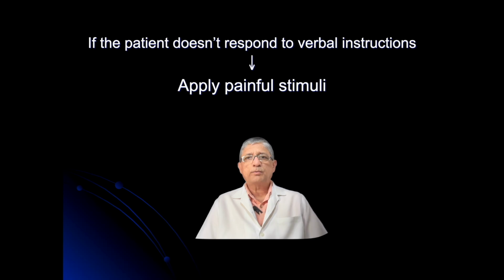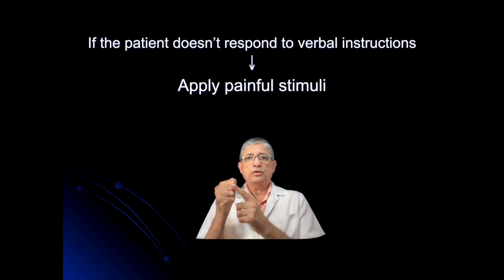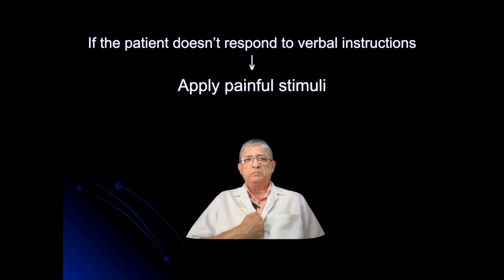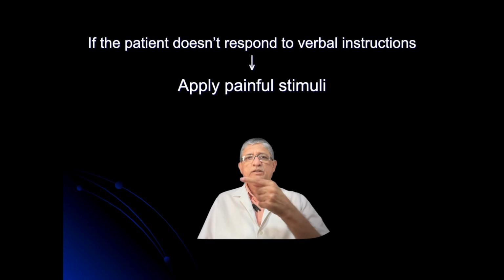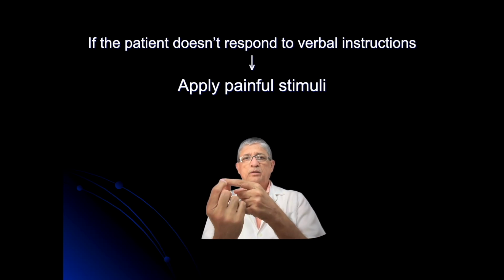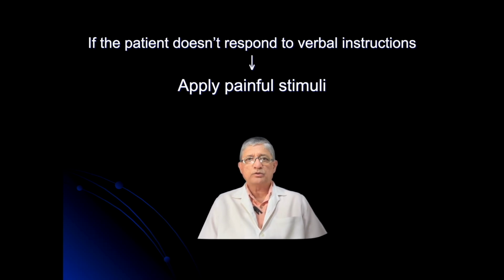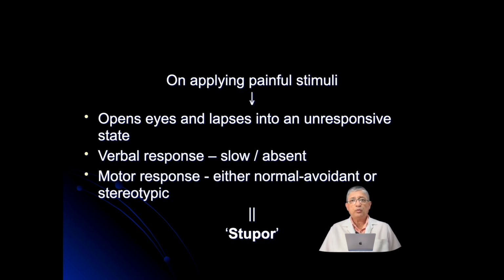If the patient does not respond to verbal instructions, then apply painful stimuli by rubbing the sternum with the back of your interphalangeal joints or pressing on the eponychium with the edge of your fingernail and see how the patient responds. The patient may open eyes and lapse into an unresponsive state after the painful stimulus ceases. Verbal response may be slow or even absent, and motor response either normal avoidant or stereotypic.